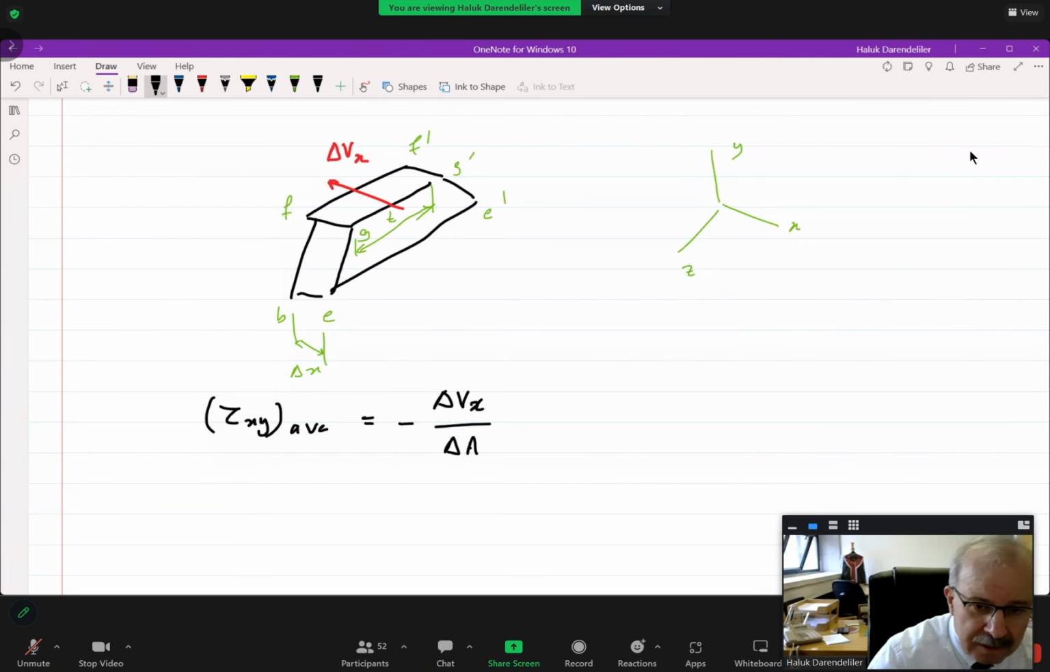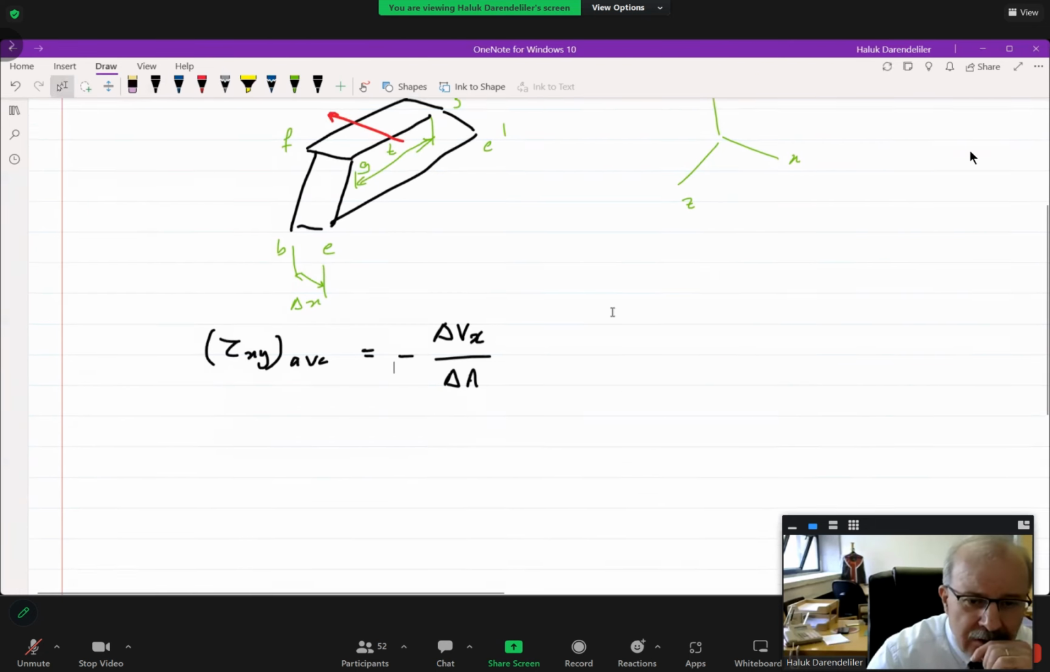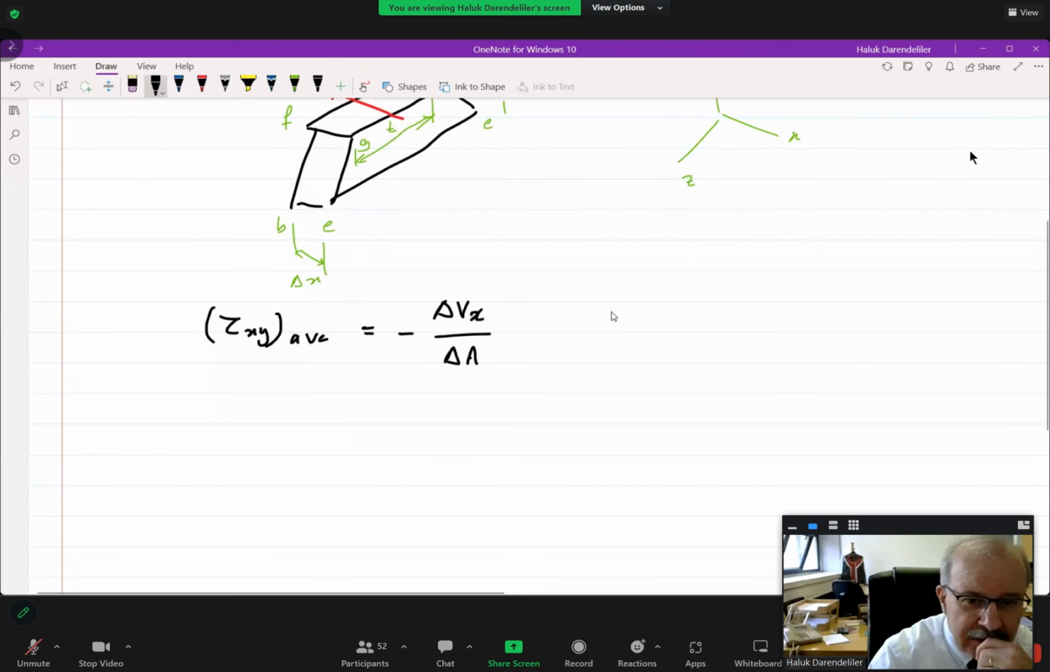Is this clear? Now look, we have already obtained delta Vx last week. What is that? That is Vy Qz over Iz. This is the Vx value that we obtained. Now, when we multiply by the delta X, we obtain Vx.